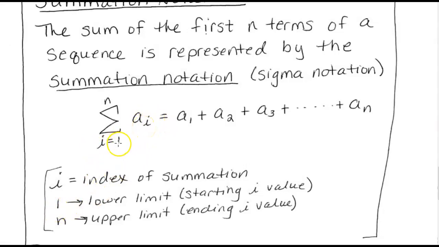1 right here is called the lower limit. That's the starting value of i. It doesn't have to start at 1. It can start at any number. So whatever number is right here is the lower limit, and that's what we begin with when we start plugging numbers in. And n, whatever number is sitting up here on top, is called the upper limit. That's the ending value of i.